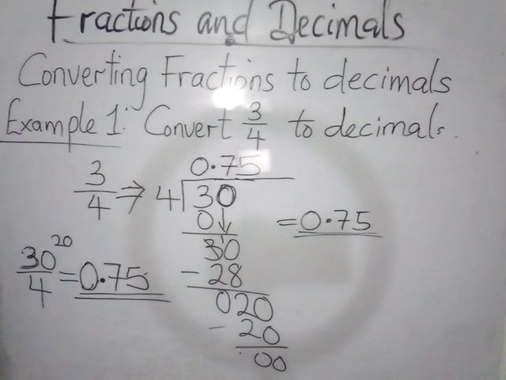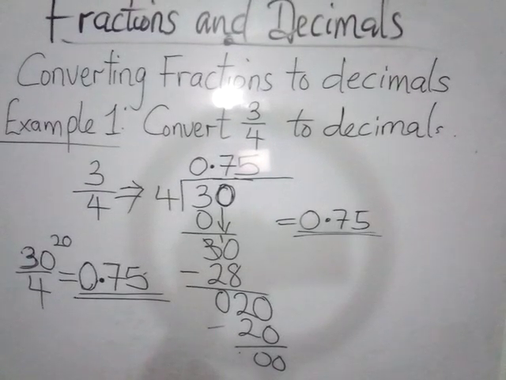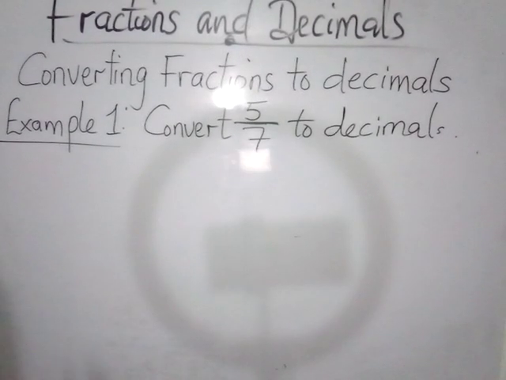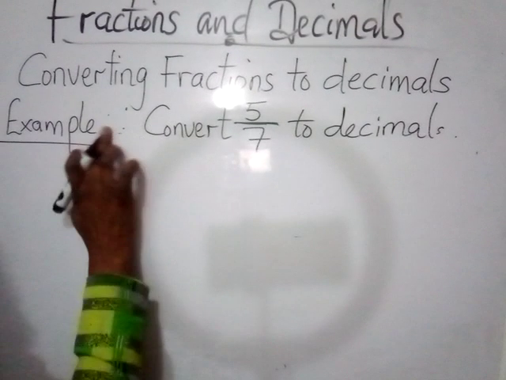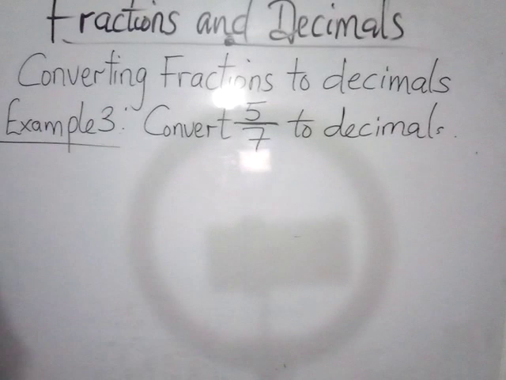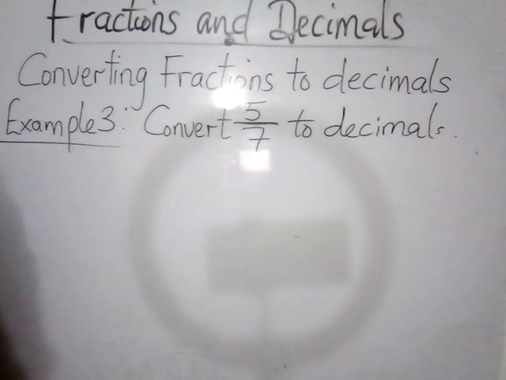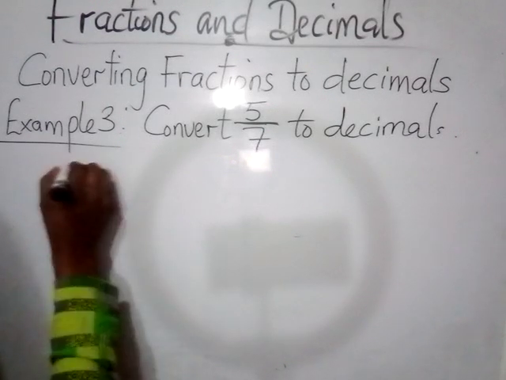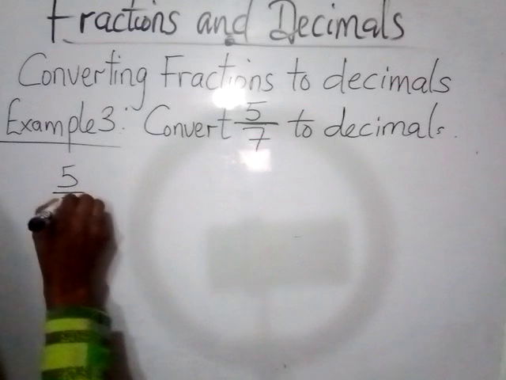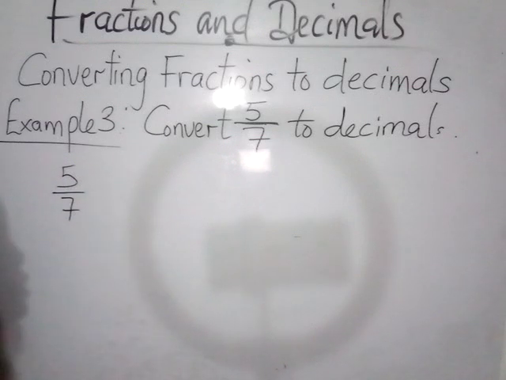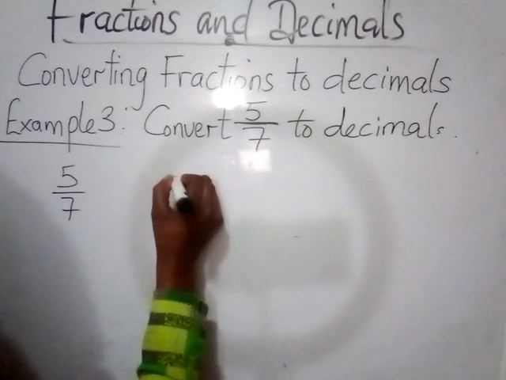You are dividing the number at the top by the number below. Okay, so that is what you arrive at, 0.75. Let's take one more example. So the next one we're looking at, this should be our third example, is 5 out of 7. We need to convert it to decimal. So here we go, 5/7. We also try and use the two methods, but let's start with the long division method.